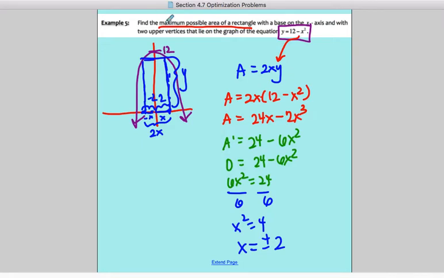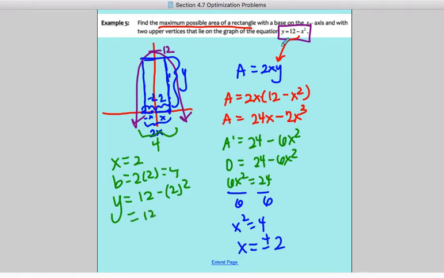Okay, so find the maximum possible area of the rectangle. So we're actually finding the area this time. So I would say that our x value is positive 2. But the total base of my rectangle is really 2 times 2, which is 4. So this part right here is a distance of 4. And then our y, or our height value, will be 12 minus 2 squared. So 12, that's just plugging it into here. 12 minus 4, which gives me 8. So my height is 8.